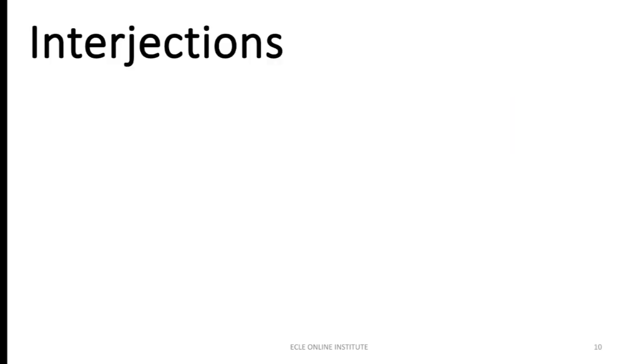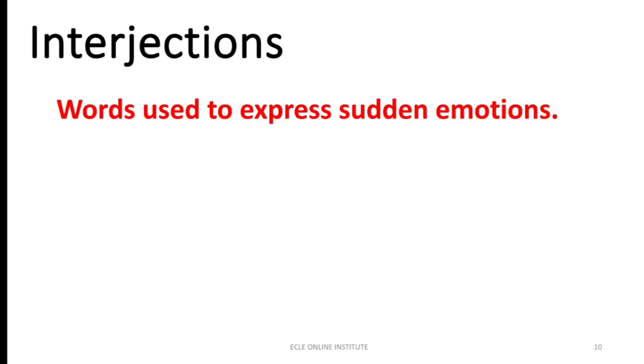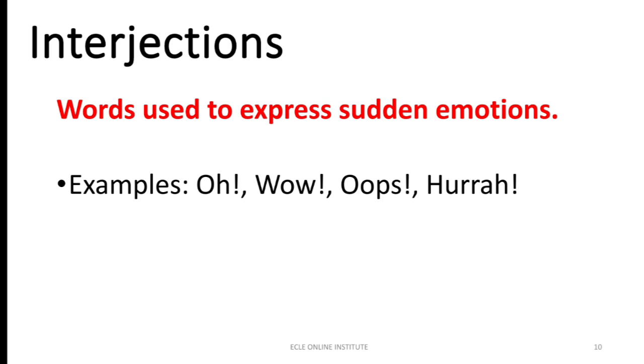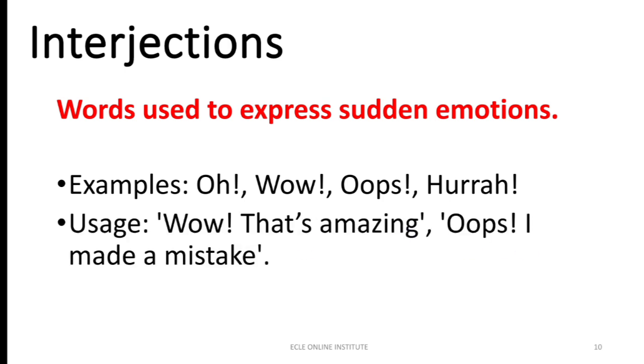Now let's learn about interjection. An interjection is a word used to express sudden emotion. For example, oh, wow, oops, shh. For example, wow, that's amazing. Oops, I made a mistake. It shows sudden, strong emotion.